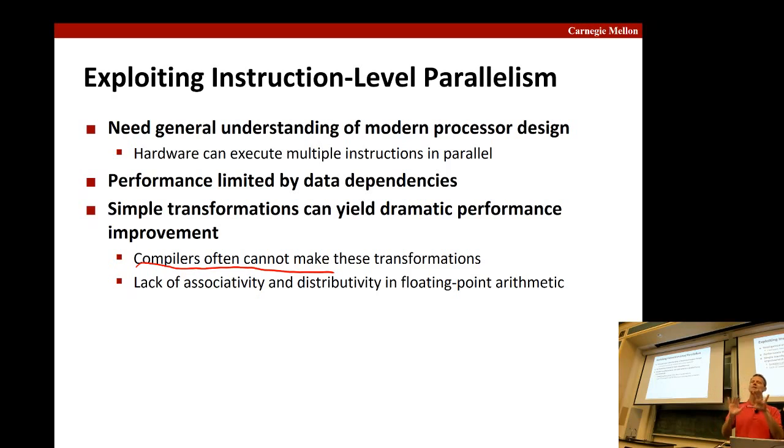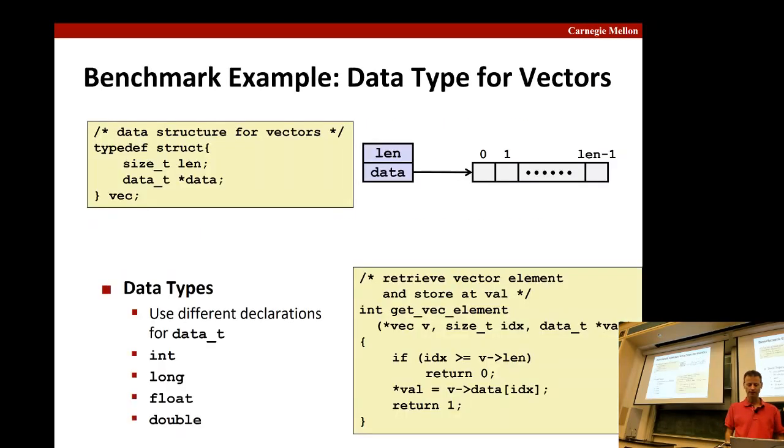But if you're in one of these optimization blocker situations, where something about your code is preventing the compiler from figuring it out, then you can often help by doing simple transformations to your code. And we'll see a running example here. Let's suppose that we have a generic data structure for vectors that consists of a length and the data itself. So here's what it looks like.